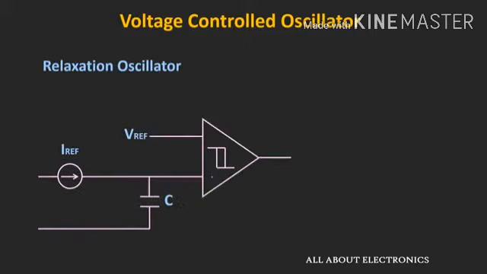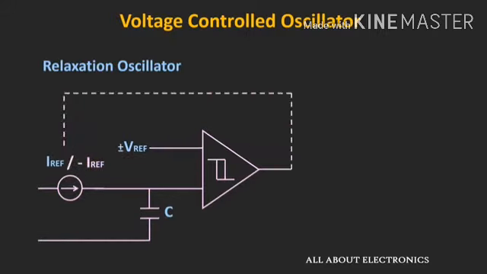Now using the Schmitt trigger, the voltage across the capacitor is compared with some reference voltage, and when the voltage across the capacitor reaches this reference voltage, then the output of the Schmitt trigger will change. And with the change in this Schmitt trigger output, the polarity of this reference voltage as well as the direction in which this capacitor charges will also change.